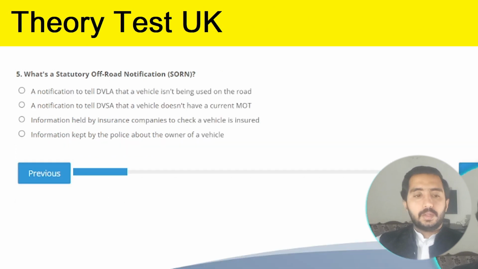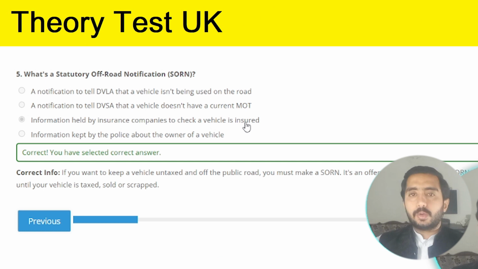Next question. Question number 5. What is a statutory off-road notification? It means the information held by insurance companies to check a vehicle is insured. Option C is the correct option.